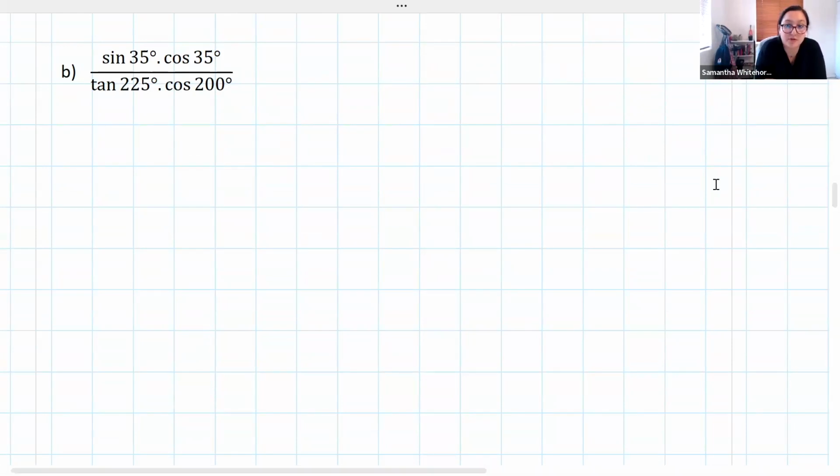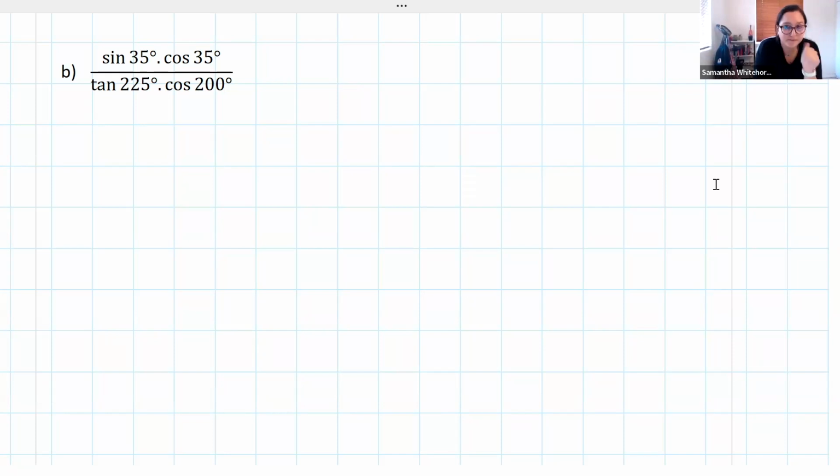So B, we've got sine 35 cos 35, divided by tan 225 cos 200. Before you start anything, look at what you have, look at what you might be able to do. The sine 35 cos 35 is reminiscent of the sine double angle. I'm missing the 2, because the sine double angle is 2 sine 35 cos 35. So that's a problem, but somewhere at the back of my mind, the sine double angle might come into play.